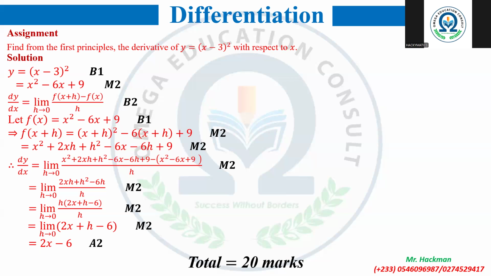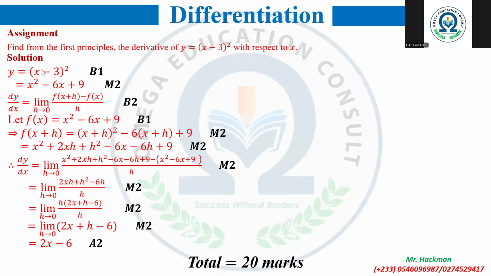Just as we have on our screens: find from the first principles the derivative of y is equal to (x minus 3) all squared, with respect to x. So we are differentiating this function with respect to what? x. Once you are differentiating with respect to x, indirectly we are asked to find d/dx of y, which we know will end up giving us dy/dx. That will help us quote the first principle formula.